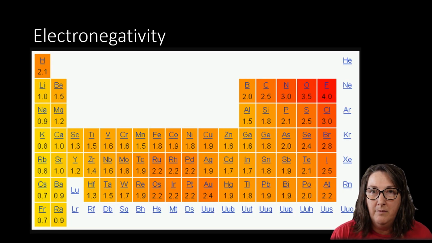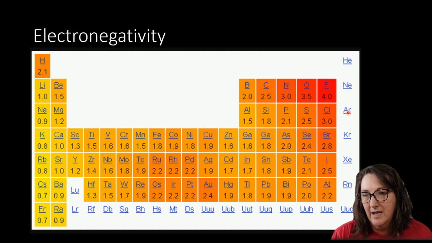So before we talk about polarity and all that, let's talk about electronegativity. This is the greediness of electrons, how greedy electrons are wanted by certain atoms. Over here on this side of the table, see these red boxes? These are atoms that are super greedy for electrons. They want all the electrons. They do not like to share. They want to keep all the electrons.